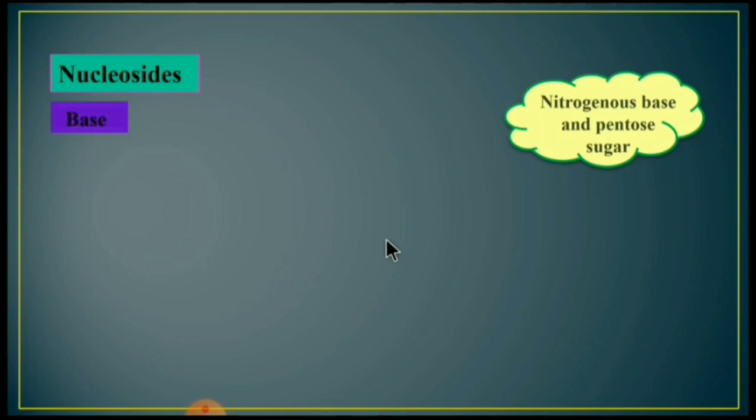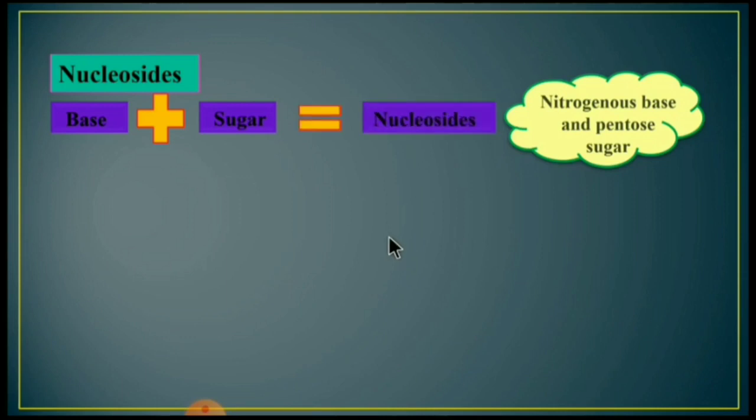The nitrogen base combines with pentose sugar to form a nucleoside. So in between the nitrogen base and pentose sugar, a bond formation takes place. That bond we call an N-glycosidic bond.